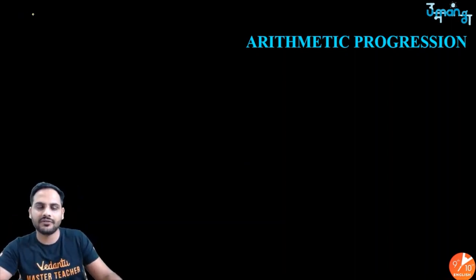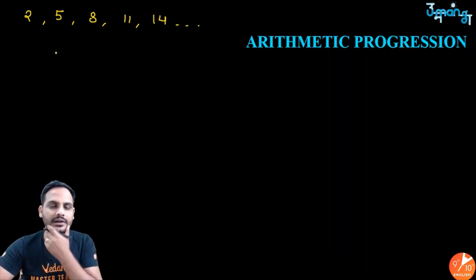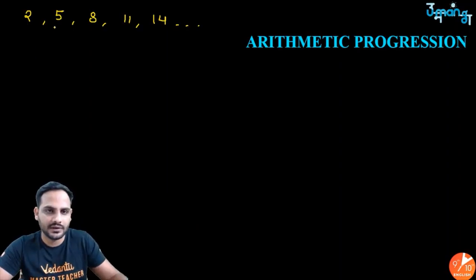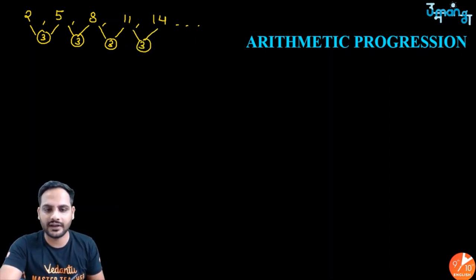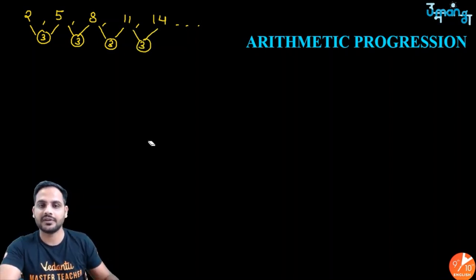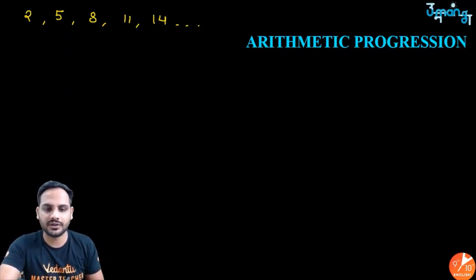For example, suppose I write an AP as 2, 5, 8, 11, 14 and so on. If I ask you whether it is an arithmetic progression, you can clearly see that the difference between 5 and 2 is 3, 8 and 5 is also 3, 11 and 8 is also 3, and 14 and 11 is also 3. So the difference is constant everywhere. So yes, it represents an AP. The difference between two consecutive terms is always constant.